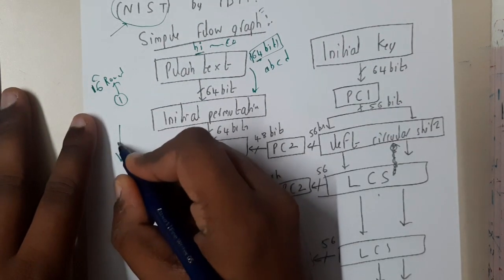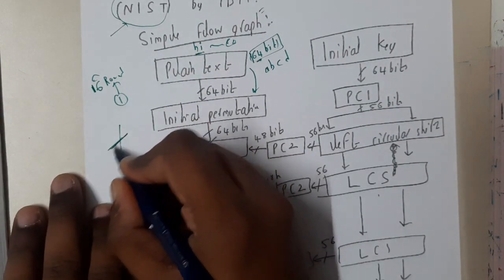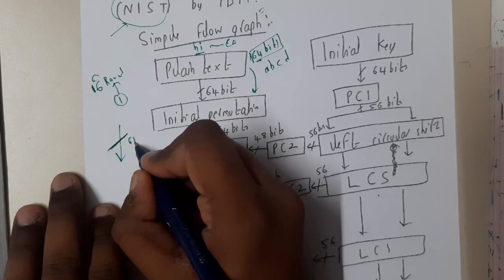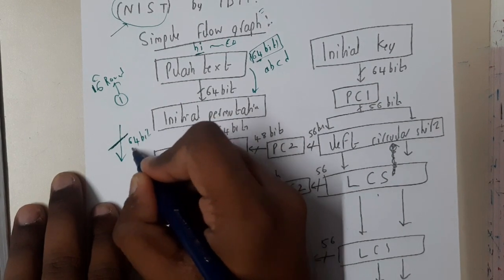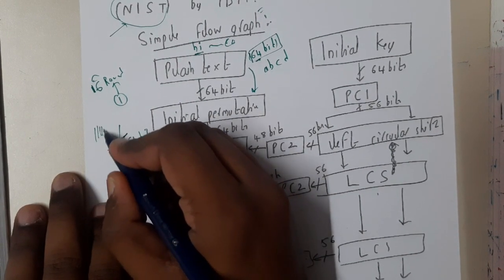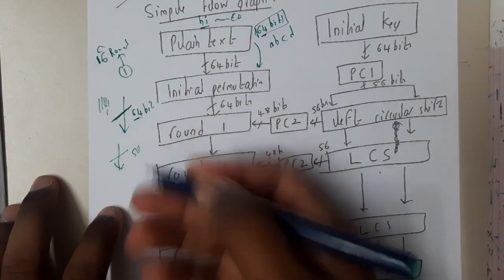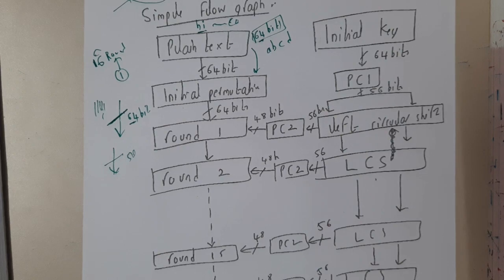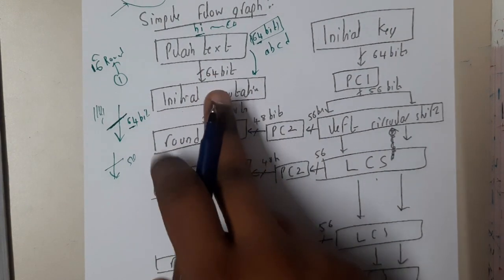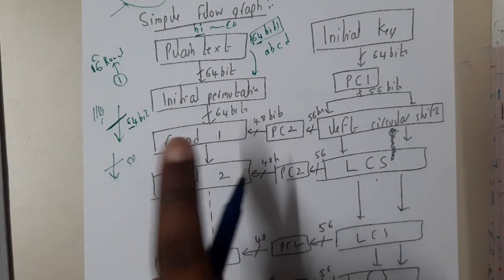Whenever they give an arrow with a slash, it indicates that there are multiple lines, and the number of lines is written next to it. There are 64 lines like this, so for that we use this and the number. If it is 52, it will be 52, like that. Got it? Let us continue. Initially you permute them and you are ready for round one.